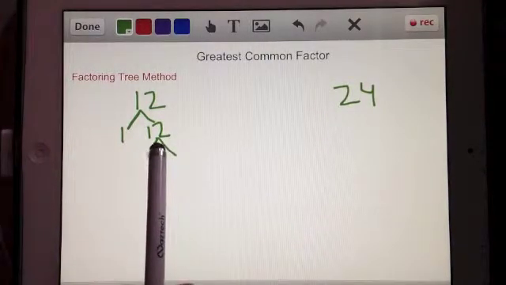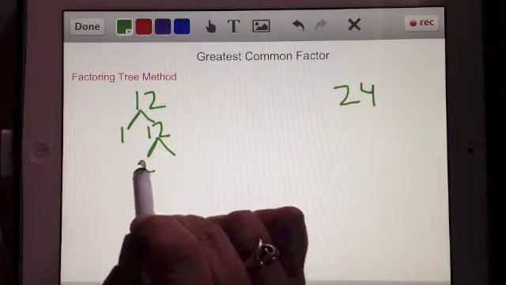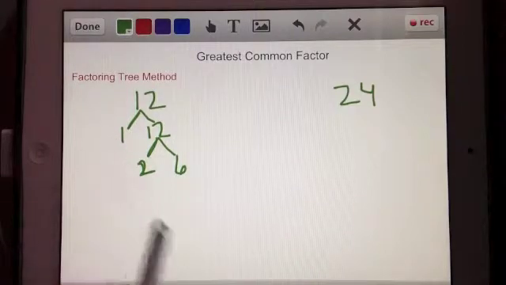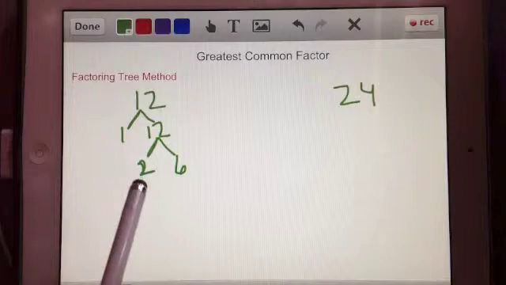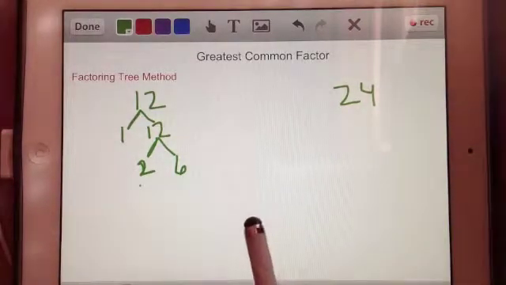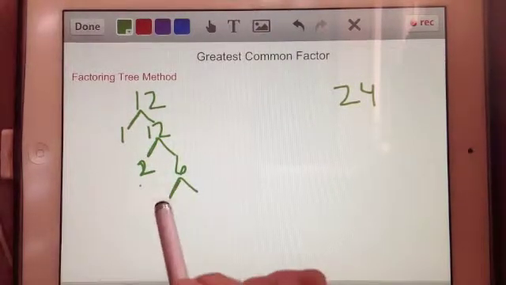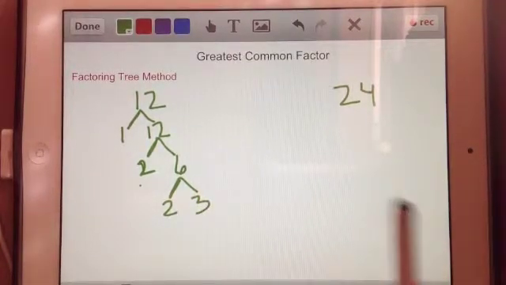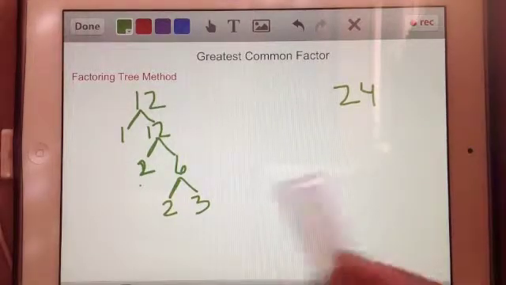So I know that I can break up 12 into, I can divide it by 2 and get 6 equal parts. And what I like to do in this method is I always like to put my least factor on the left side so that I can look at the left side of my tree to find all of my factors. So for 6, I know it's 2 times 3, so I'm going to put 2 because that's the smaller number between 2 and 3. Okay, so I have 1, 2, 2, and 3. Those are all factors of 12.